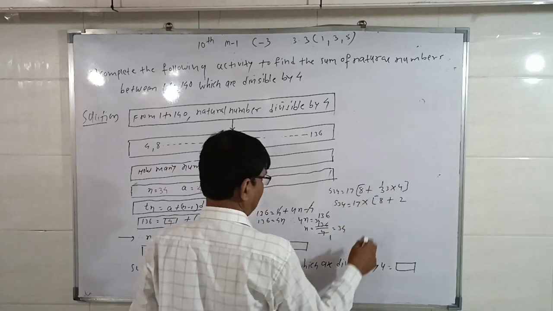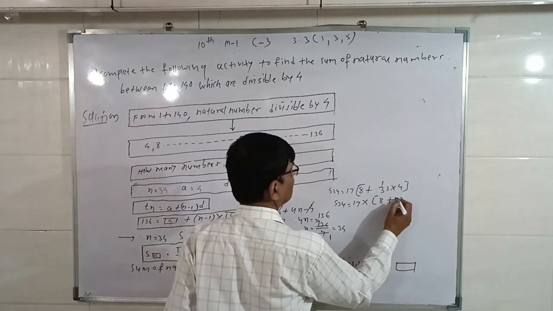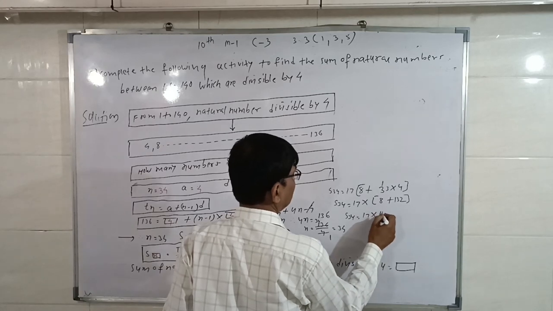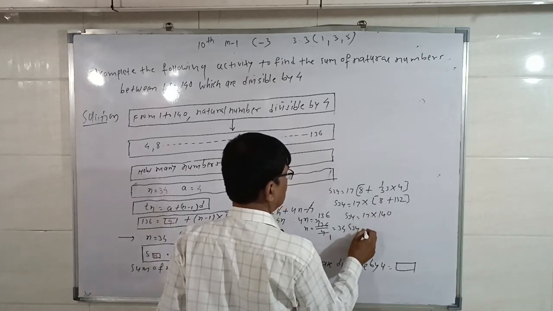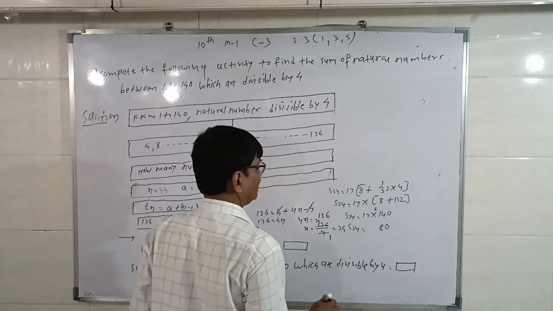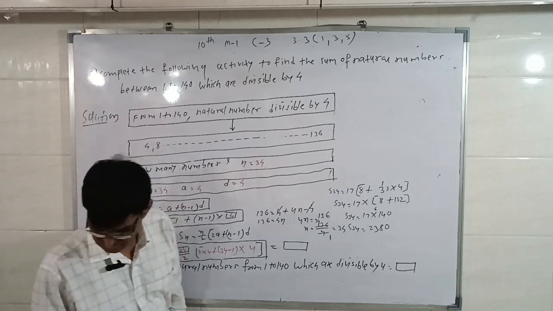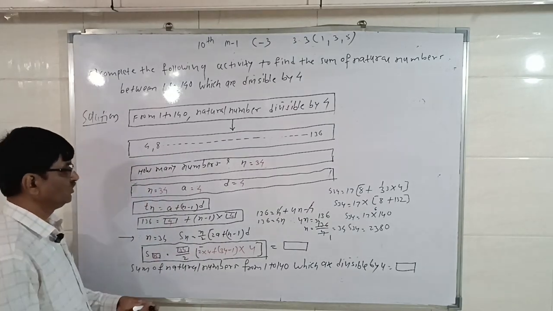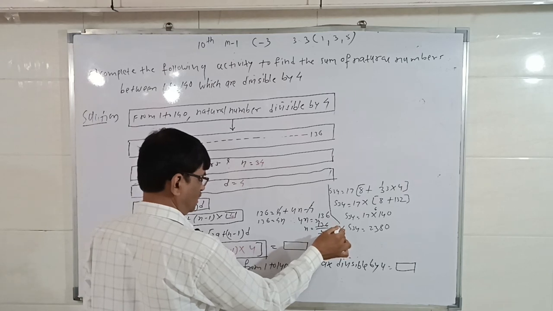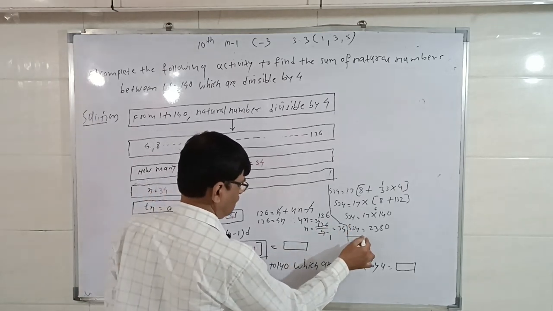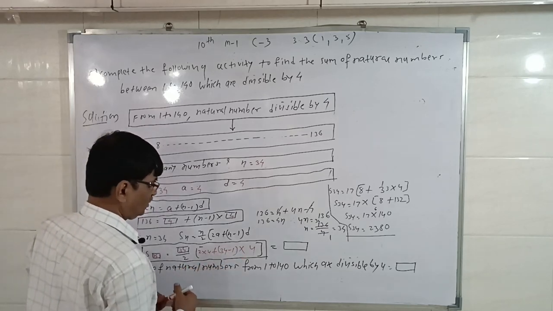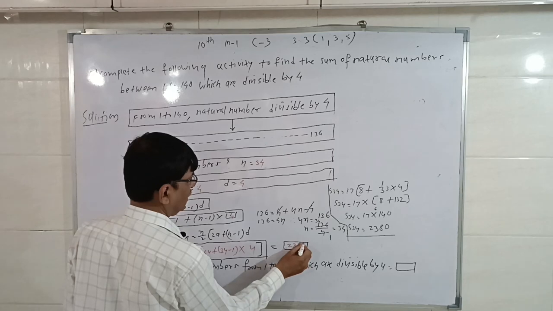4 threes are 12, carry 1. 4 threes are 12 plus 1, 130. So yes, 34 is equal to 17 into 8 plus 1, 140. So yes, 34 is equal to 17 times 140. 17 sevens are 119... so the answer I have is 2380. So yes, this answer I have is 2380.